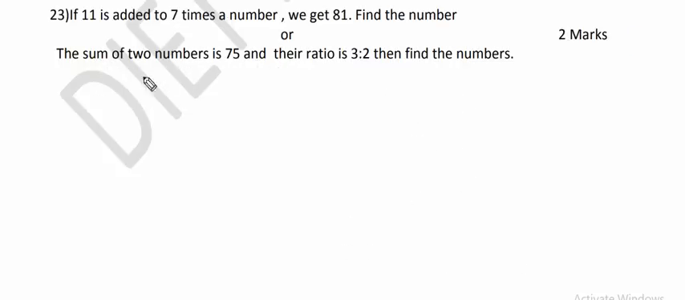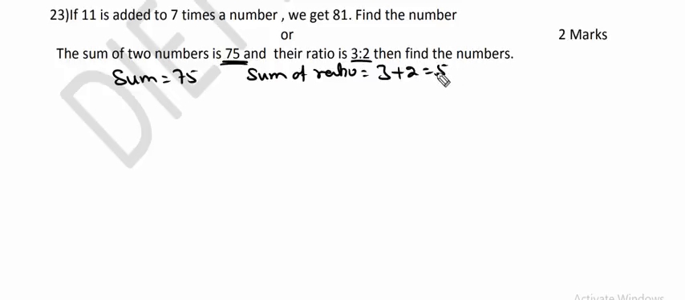Here they given the sum of two numbers is 75 and their ratio is 3 is to 2. Then find the numbers. So they given the sum, sum is equal to 75. Therefore, we have to add the ratios also. Sum of the ratio is equal to 3 plus 2, that gives you 5.